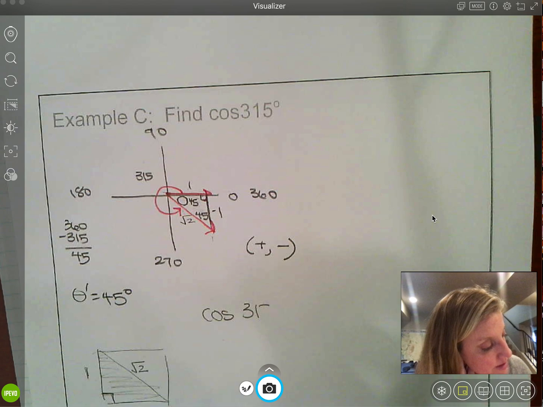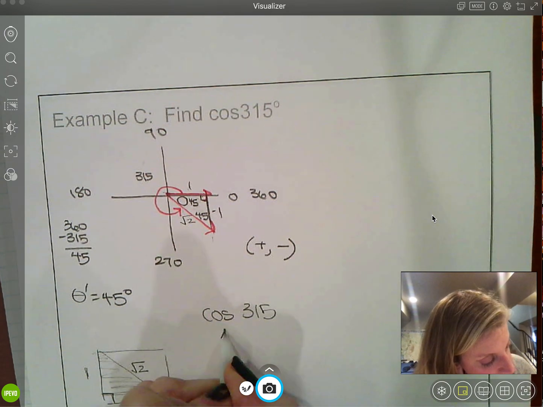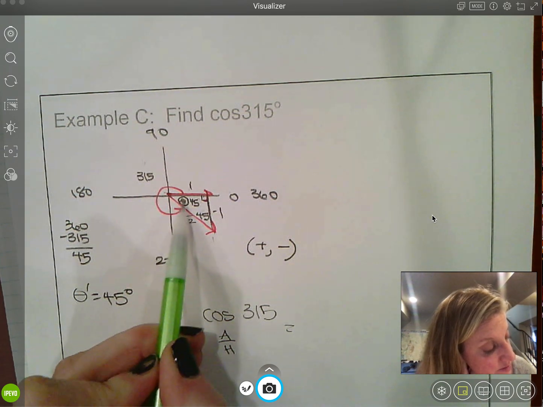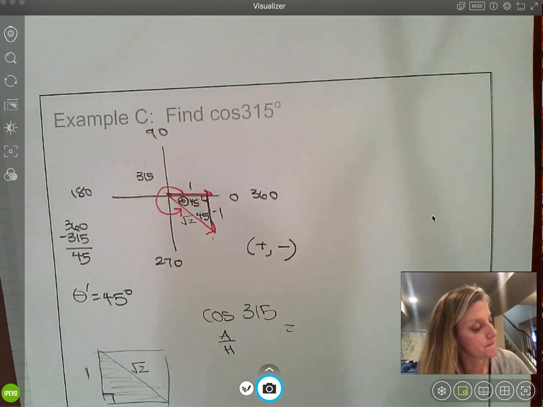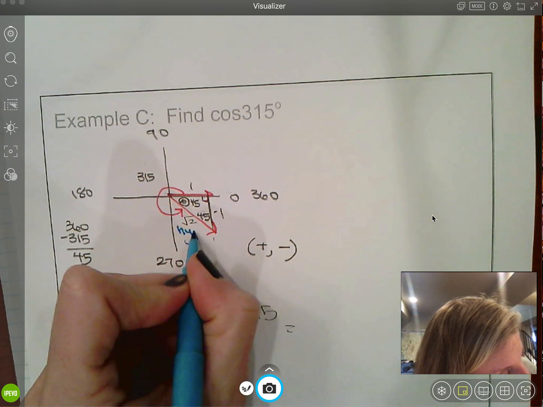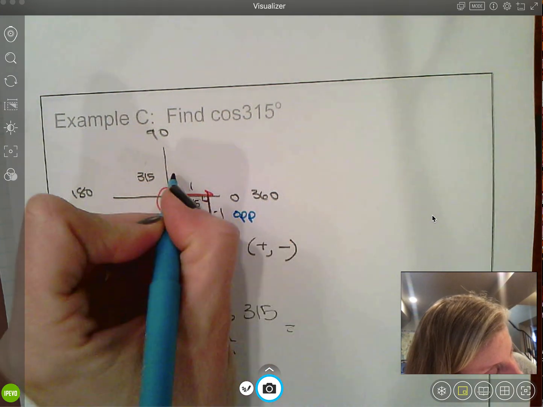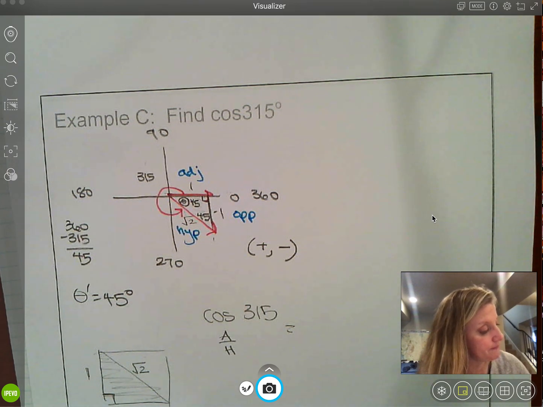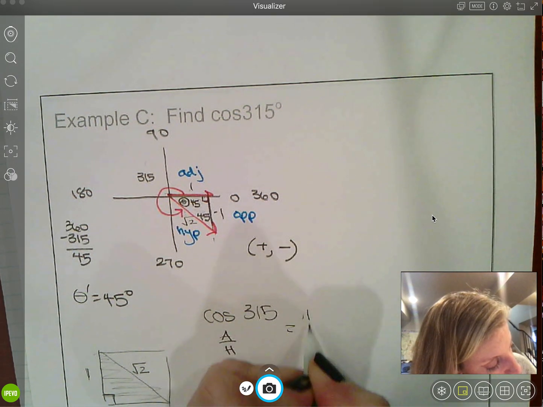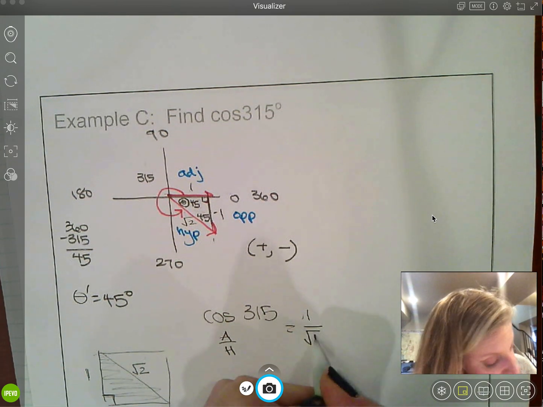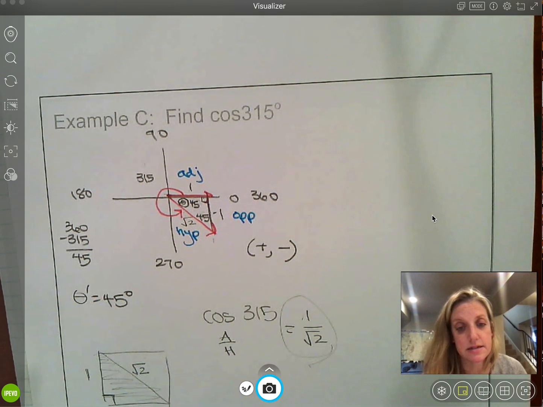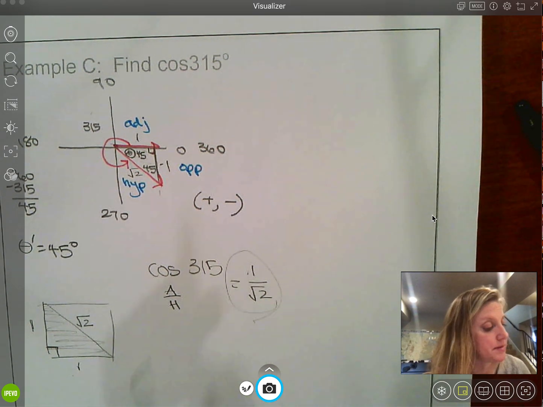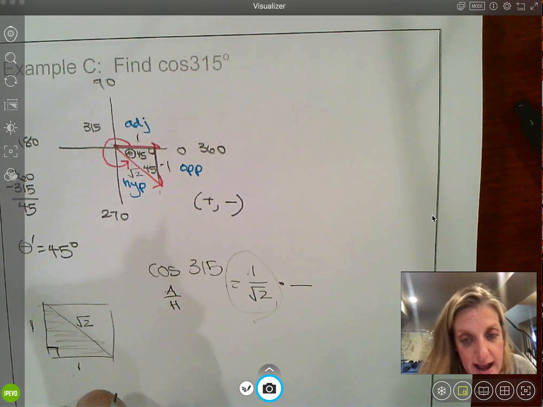Cosine of 315. Well, cosine is adjacent over hypotenuse. Well, from the perspective of this reference angle, I have the hypotenuse, I have the opposite, and I have the adjacent. So the adjacent looks like a positive 1. And the hypotenuse looks like a square root of 2. It's tempting to say that that's your final answer, but remember, we don't like radicals in the denominator. Hopefully you're getting better at rationalizing now.